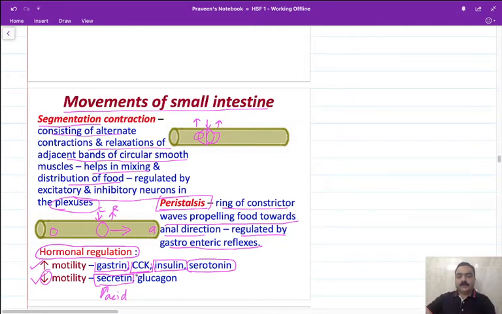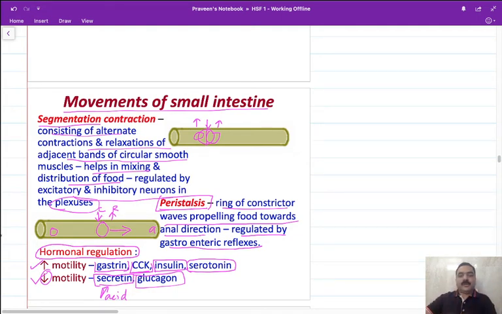Now again, what does glucagon do? Glucagon acts opposite to that of insulin. Insulin increases the motility, because you already have a lot of glucose in the blood, but glucagon is secreted when the blood glucose is very low. So what does glucagon instruct the intestine? Glucagon tells the intestine to stop the movement, stop the peristalsis, and allow the time to absorb as much glucose, or as much nutrient, as possible. That is why glucagon is reducing the peristaltic movement.